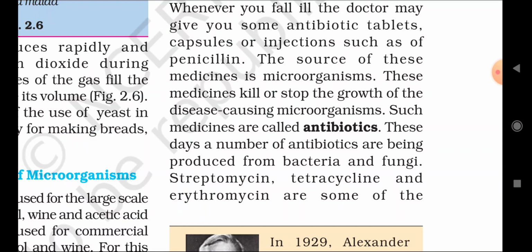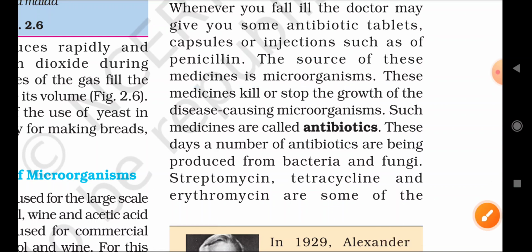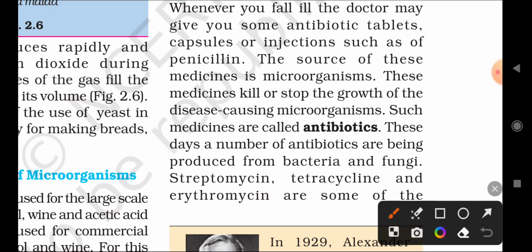How they are prepared, we have to discuss here. The source of these medicines is microorganisms. Whatever antibiotics we produce are produced with the help of microorganisms only. After preparation, what do they do in the body? They mainly stop or kill the disease-causing microorganisms. That is the main function of antibiotics.